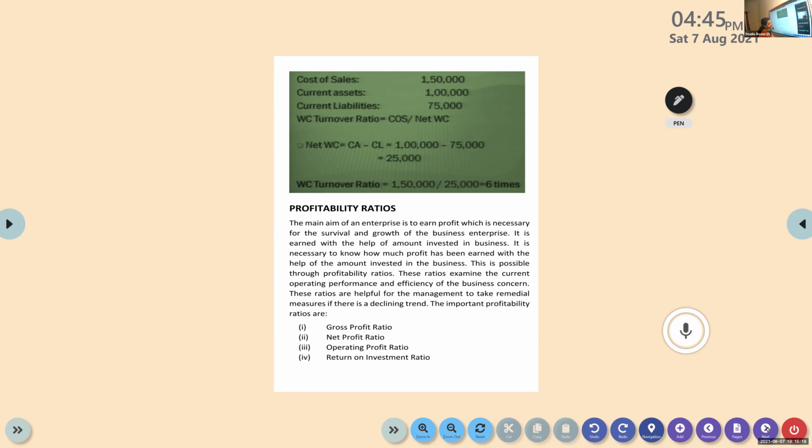Here, as I always tell you, when only one figure is given, and opening and closing figures are not given separately, whatever is given becomes the average working capital. So here we find out only one, that is current asset minus current liability. We get the net working capital. There is no need to divide by 2 or do further calculation. So working capital turnover ratio is equal to 1,50,000 divided by 25,000.